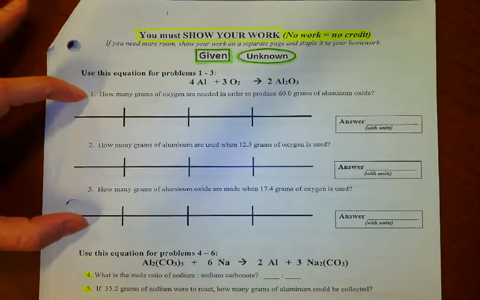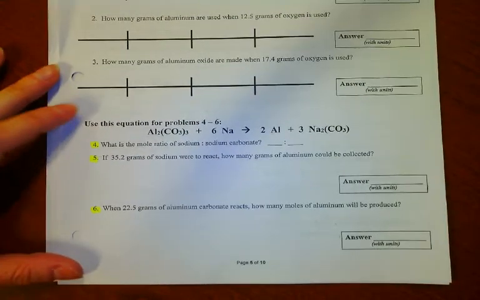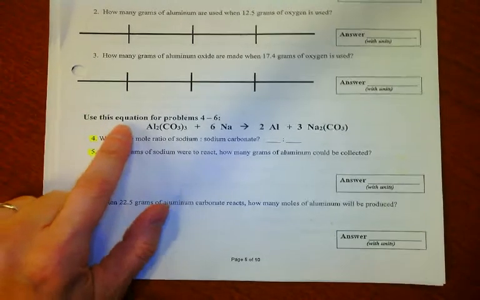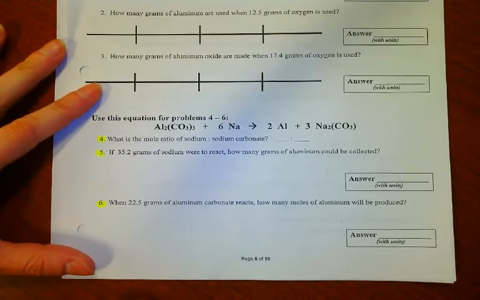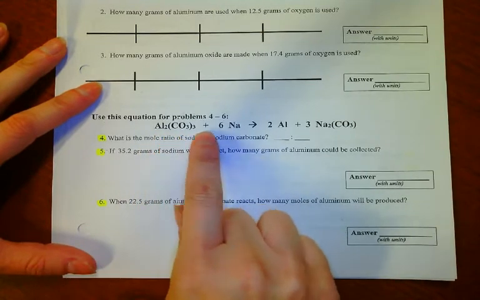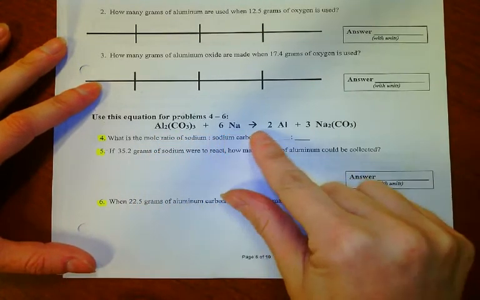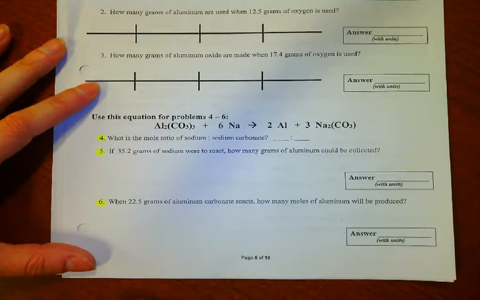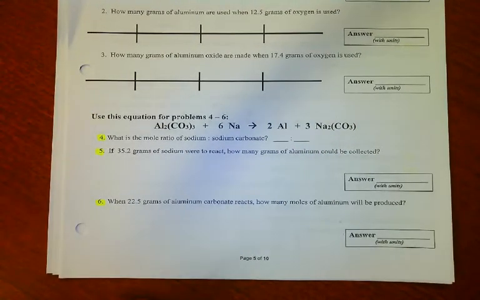Odds are your teacher worked these first couple with you in class, gave you time. So I want to jump down here at the bottom of this page. And again, the questions come in groups. So it says use this equation for problems 4 through 6. We've got aluminum carbonate plus 6 sodium yields 2 aluminum plus 3 sodium carbonate, as a single replacement reaction.